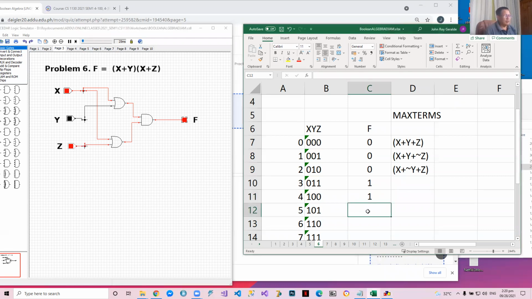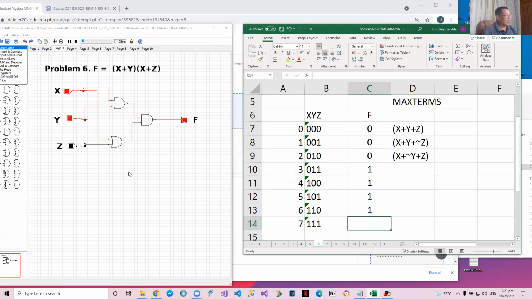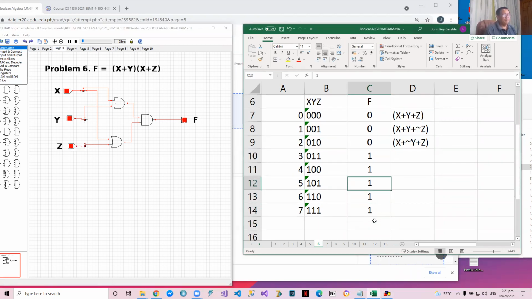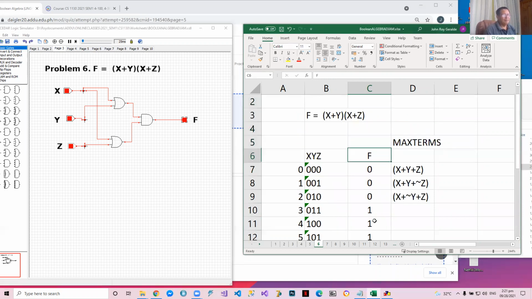101. This is another red one, so we'll just skip it. Okay, and then 110. This is another red one, we'll skip it. Okay, and then 111. So we'll have this another red one, so we'll skip it. So we now have the answer.